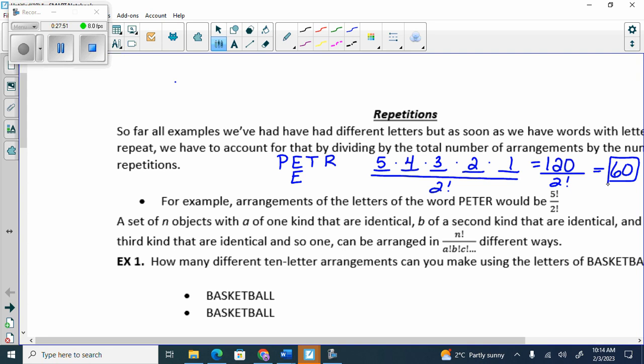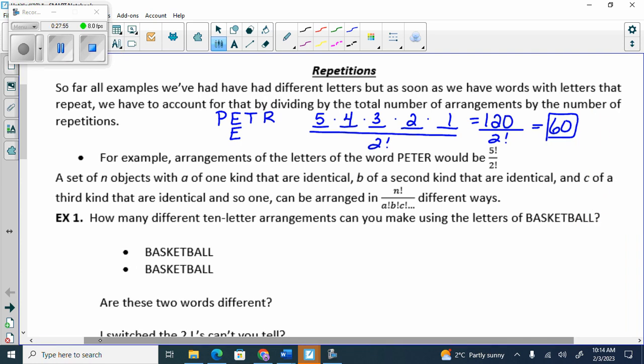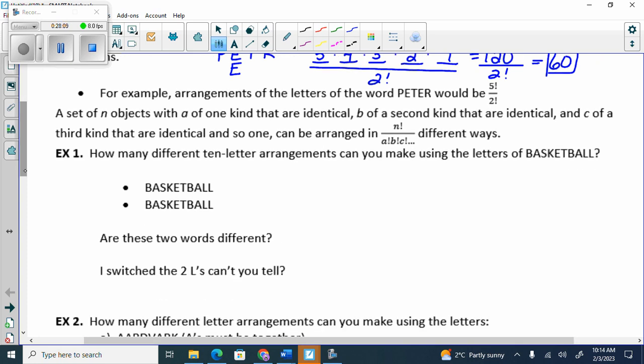So here it says a set of n objects with A of one kind that are identical, B of a second kind that are identical, and C of a third kind that are identical, and so on, can be arranged by putting n factorial over A factorial, B factorial, C factorial. So here it says, how many different 10-letter arrangements can you use in the letters of the word basketball? I'm going to look. I wrote basketball. I wrote basketball.